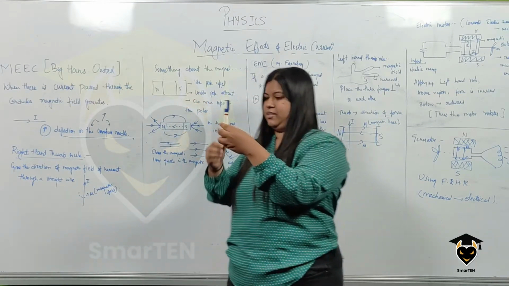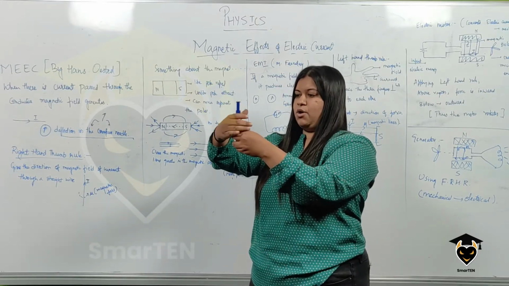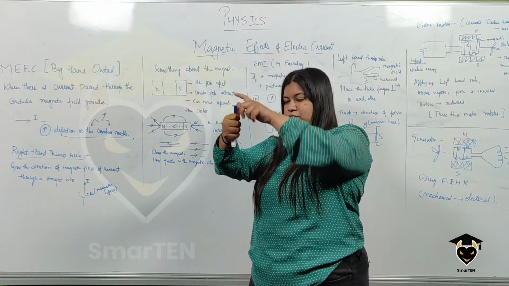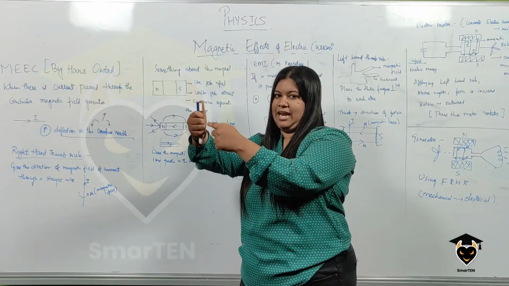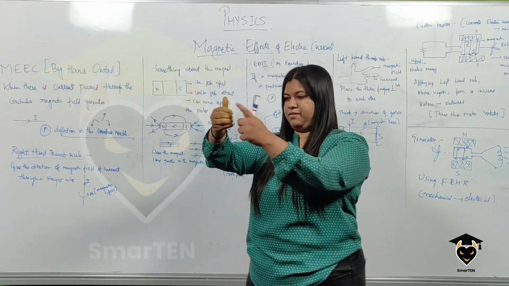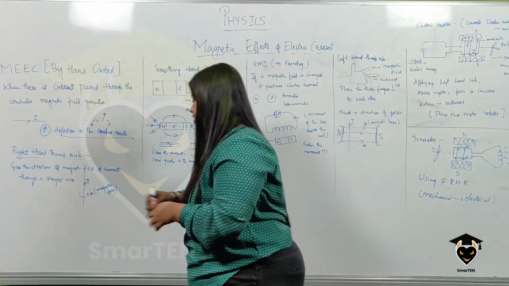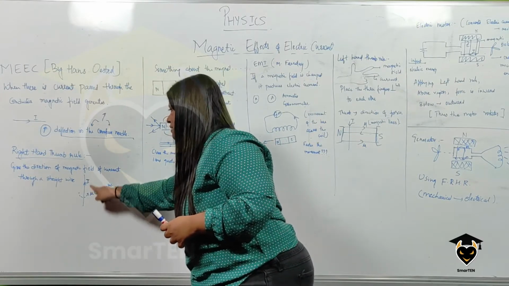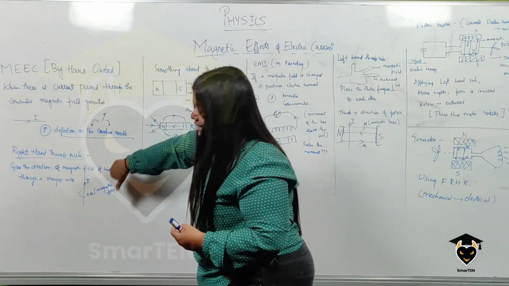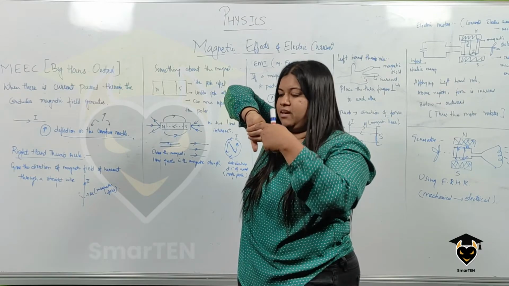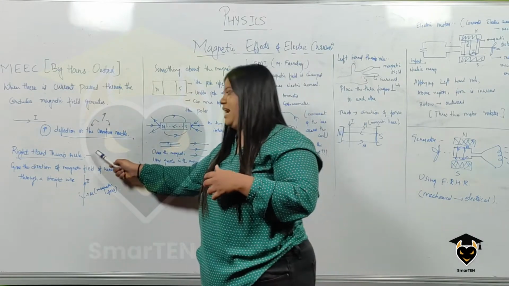Suppose this is the wire you're considering, and I'm applying the current upwards. I put my thumb in the direction of the current, and wherever my fingers fold will be the direction of the magnetic field. The fingers are folding inside, so the magnetic field will be in this direction. So I'm considering the current to be passing in the upward direction, and my magnetic field will be in this direction. Suppose the current is in the downward direction; my fingers curl this side, which means the direction of the magnetic field will be towards this side. So that is the right-hand thumb rule.